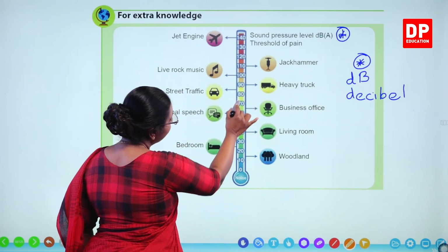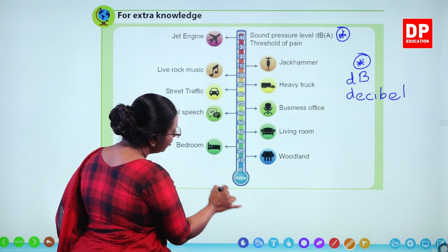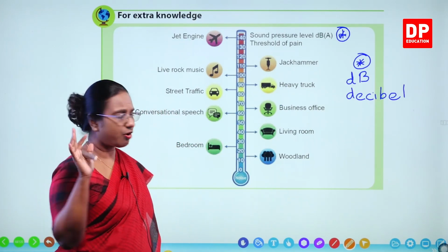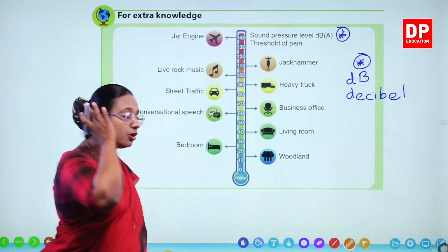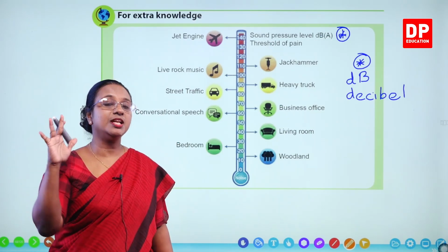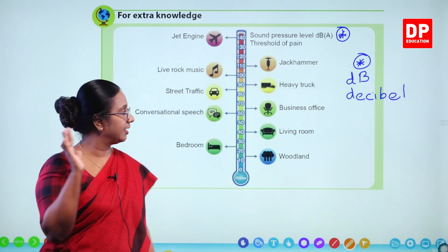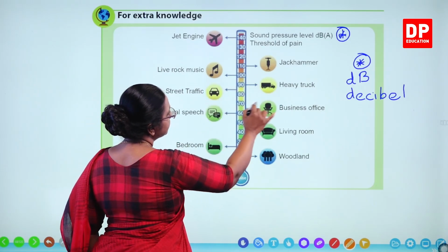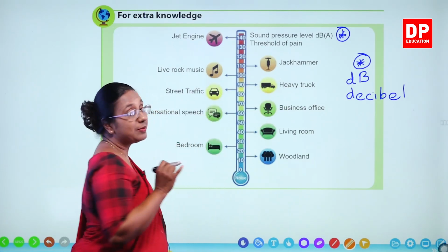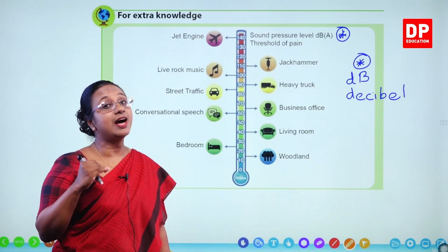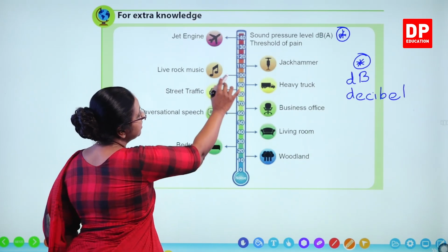But here see, now the color is changing. From blue, it was very soft or no noise at all. Green is the comfortable sound, the normal sound in your environment that you can tolerate. Now, can you see the color change? Can you all see that? It's becoming yellow, somewhat high intensity, above 70 decibels.